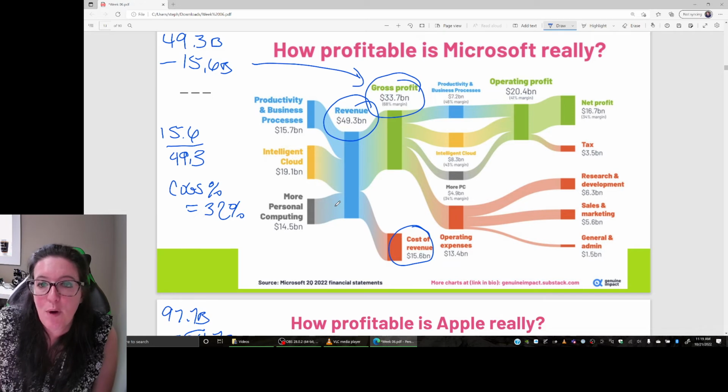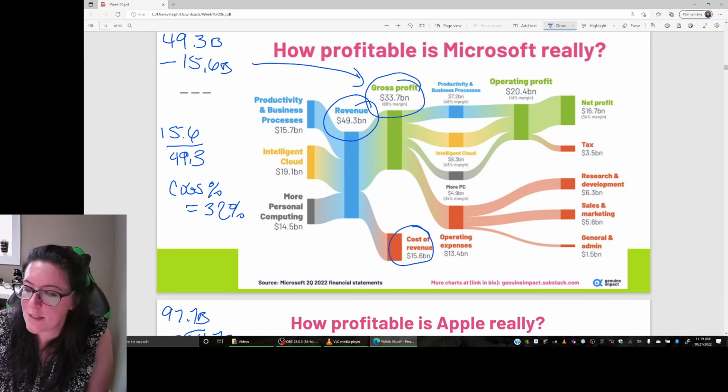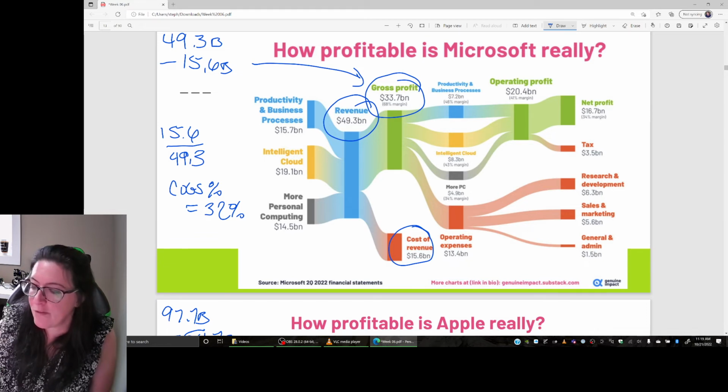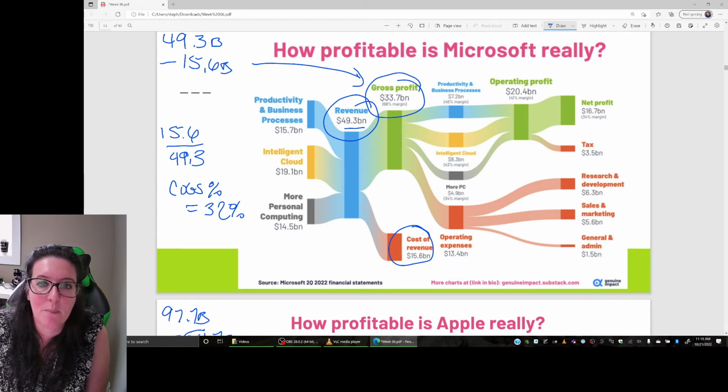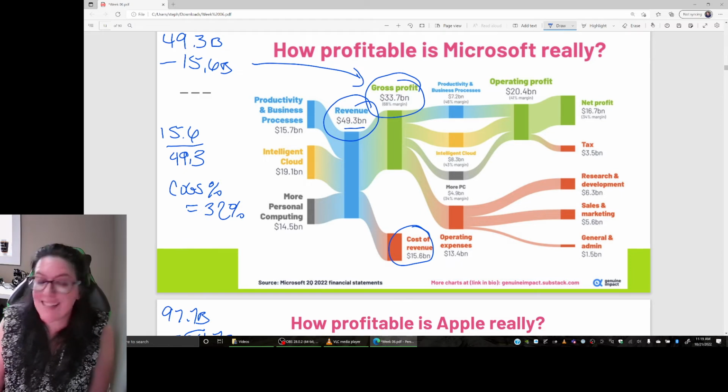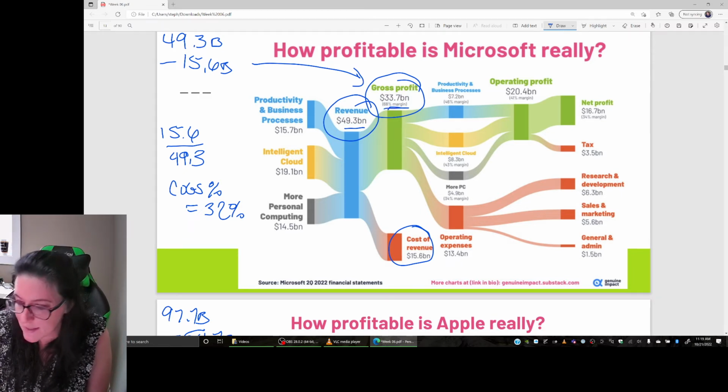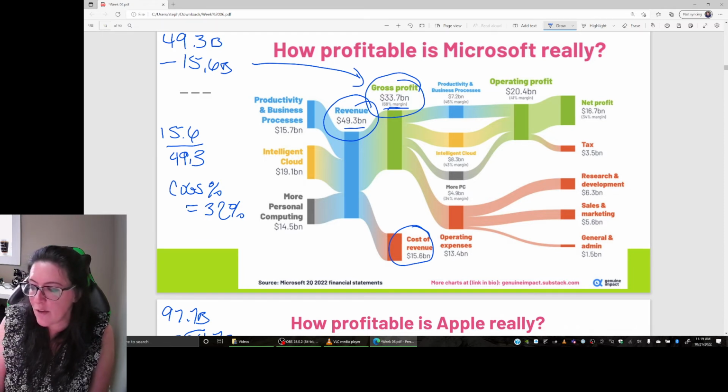So gross profit. Gross profit is 33.7 billion for Microsoft. If we divide that by the 49.3 billion, so 33.7 divided by 49.3, what do you get? We get about 68% as the gross margin. So you can actually see it listed on this little infographic here. So Microsoft has a gross margin of about 68%.